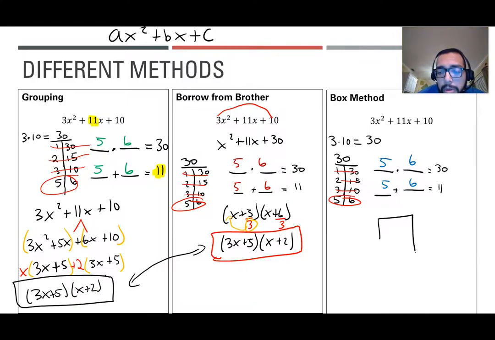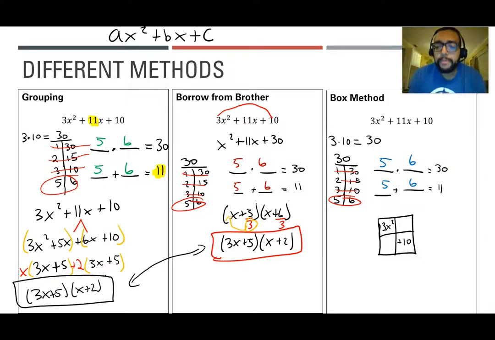Box, we'll do 4 little boxes within this box. Okay. That first term was 3x squared. That last term was a 10. And if you can put positive 10 if you want. But these diagonal pieces, I'm going to replace this 11x with these two terms.